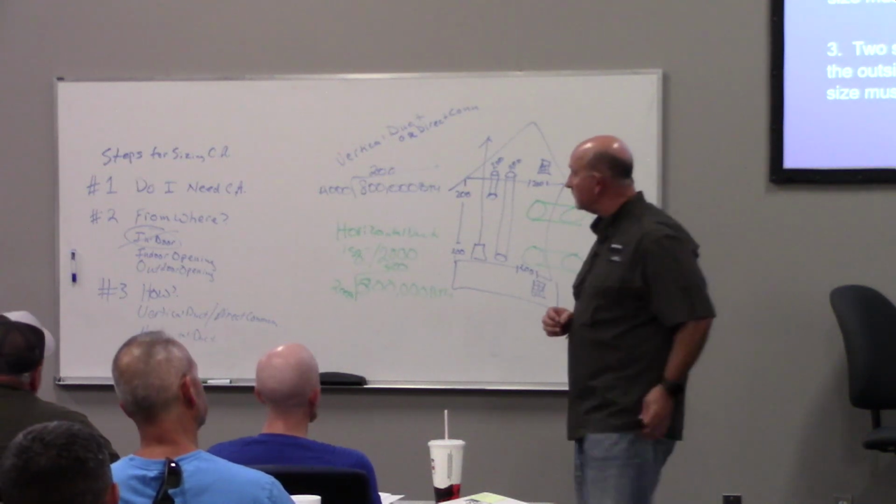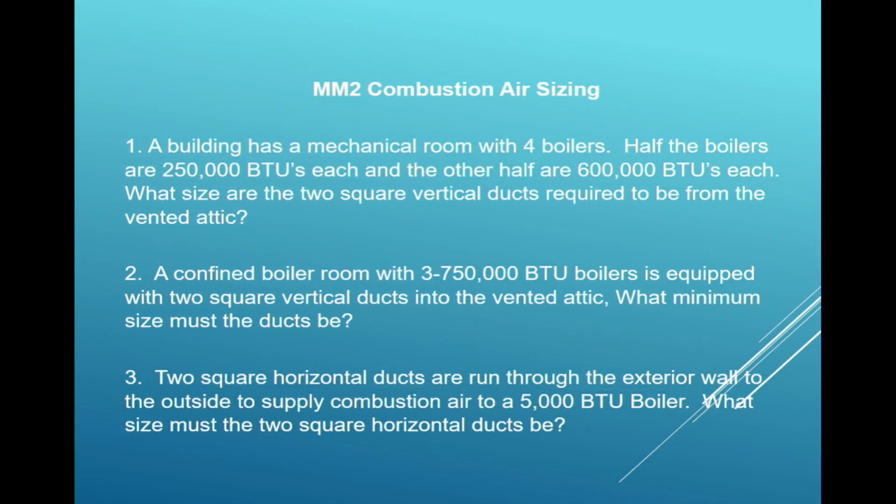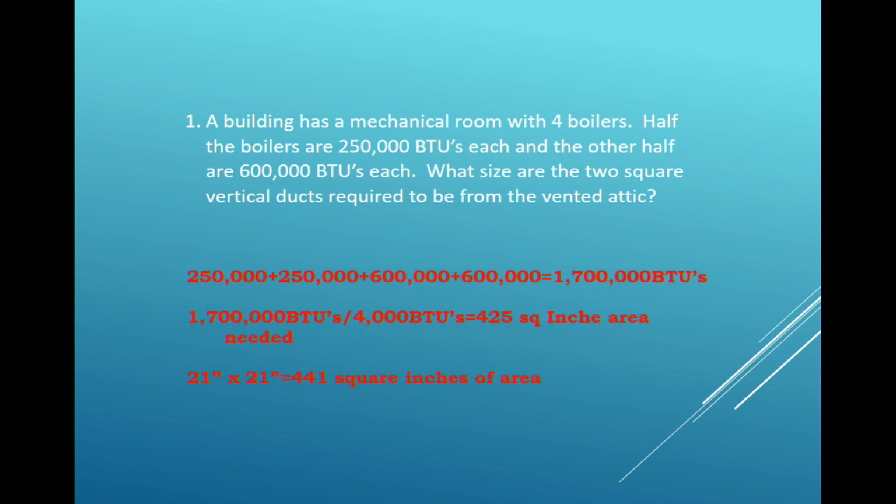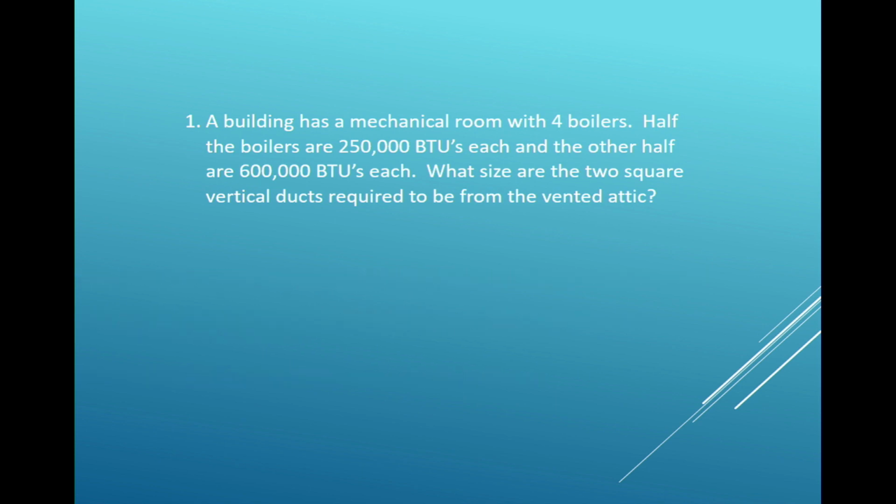First off, we've got a building with a mechanical room with 4 boilers. Half the boilers are 250,000 BTUs each. The other half are 600,000 BTUs each. What size are the 2 square vertical ducts required to be from the vented attic? Again, we need to read the whole question. That way we've got all the data put together. So I'm going to add those together. 250 plus 250 plus 600 plus 600 is 1,700,000 BTUs.